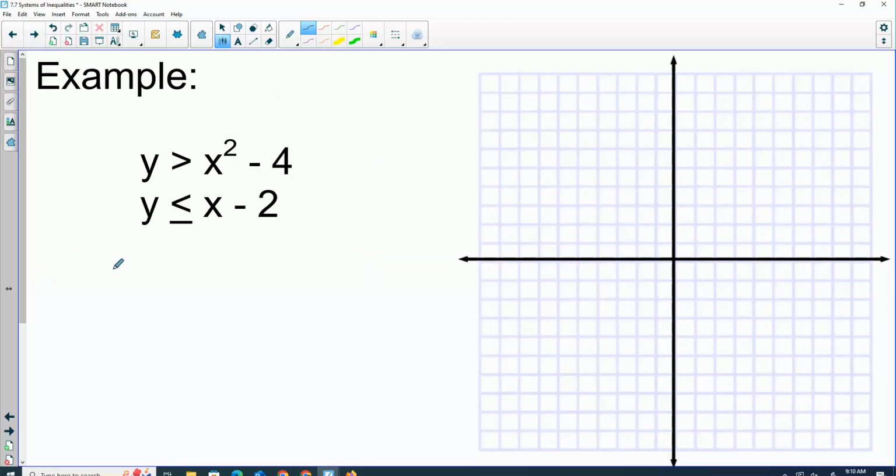Do you guys remember what y equals x squared minus 4 is? It's a parabola. What does the minus 4 do to your parabola? Moves it down 4. So you could recognize it from that. You could also plug in some points. So if x is 0, you get -4. If x is 1, you get -3. If x is 2, you get 0. -1, -3, -2, 0. If it wasn't equal to, so it's a dashed line.